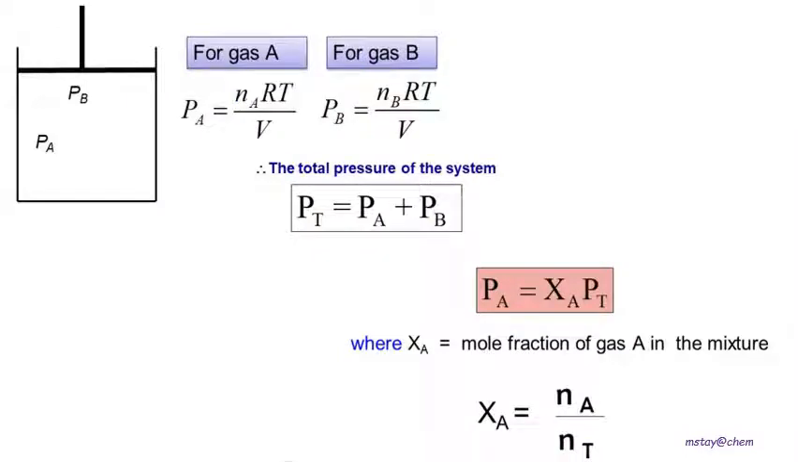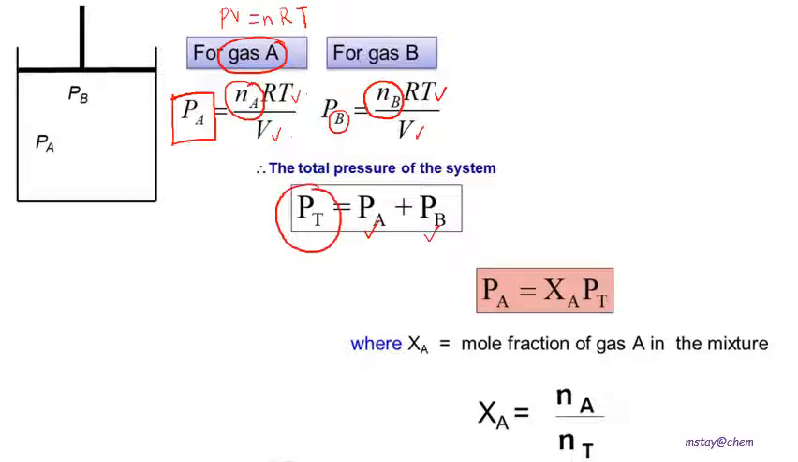Okay, then maybe you will ask, how am I going to find the partial pressure of gas A? Basically we are applying the ideal gas equation, PV equal to nRT. If you want the partial pressure for gas A, the number of moles you refer to must be the number of moles of gas A. If you want the partial pressure for gas B, then it will be the number of moles of gas B. The volume and temperature, because they are in the same container, are supposedly the same. By adding the partial pressure of gas A and gas B, you will get the total pressure of the system.